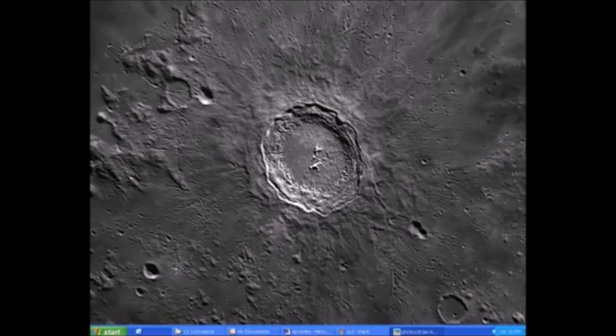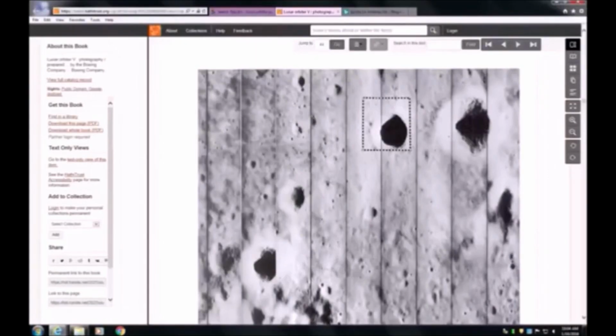So that just shows you how much material is blasted out of a crater like Copernicus, which is not an extraordinarily large crater by moon standards. This is a small crater. This is Censorinus. It's only about 4 kilometers wide. And look at the boulders on the edge of this crater.